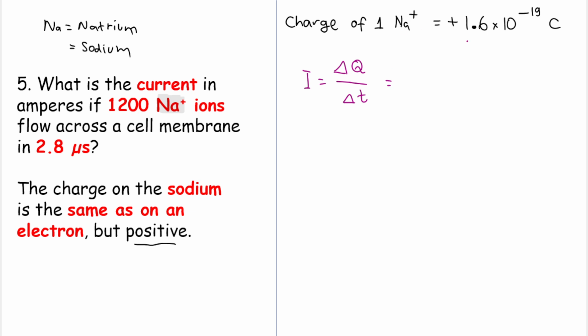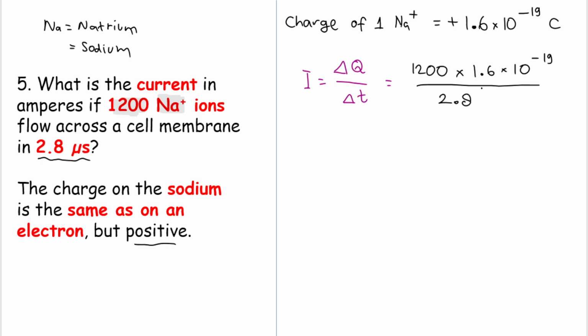Okay, now this is one natrium atom. Now we have 1200 of them, right? So I will have 1200, and then multiplied by this number here, 1.6 multiplied by 10 to the minus 19. Okay, and then what is the time? That will be 2.8 microseconds. So I will have 2.8 here, but this is microsecond.